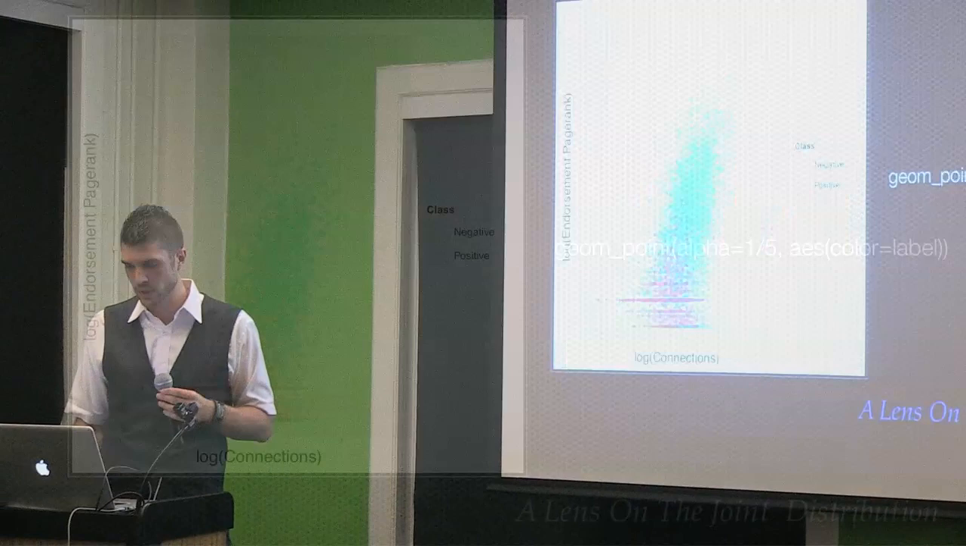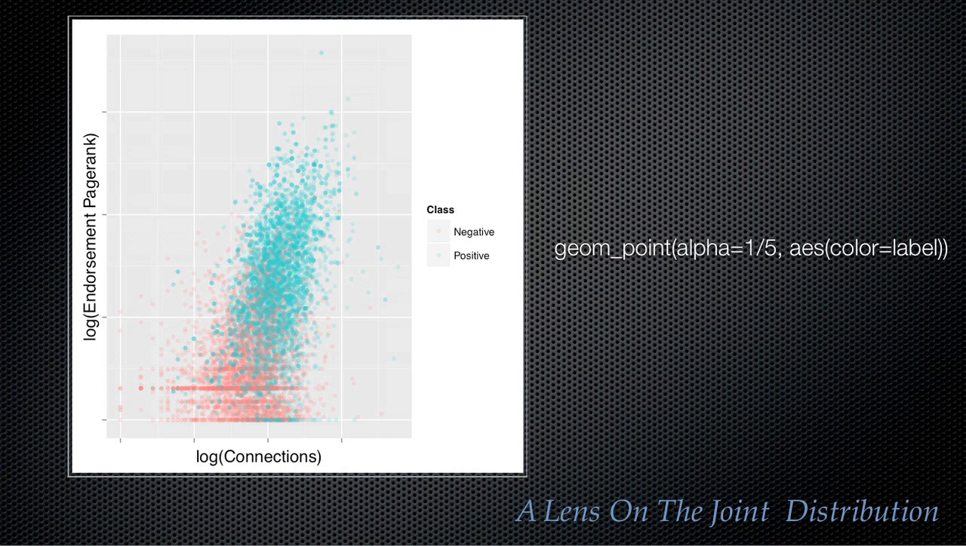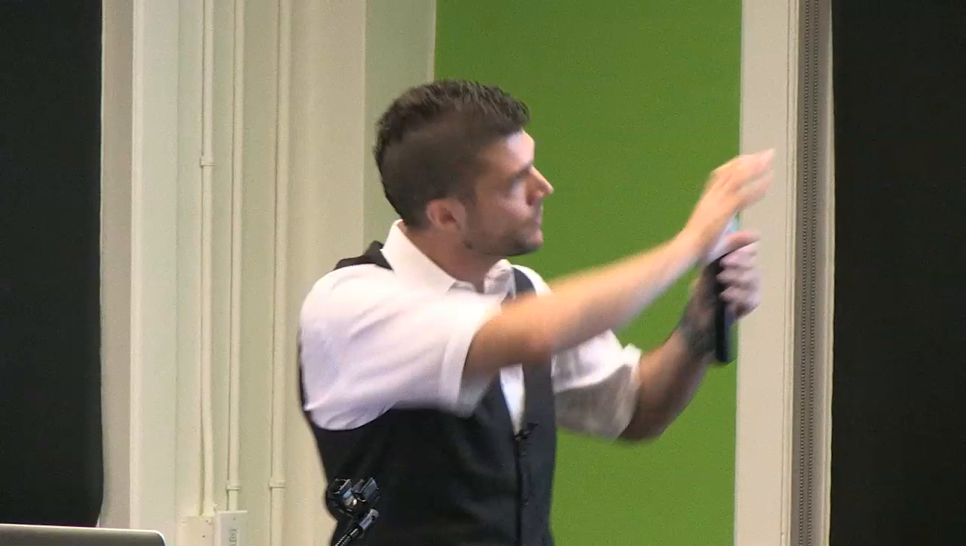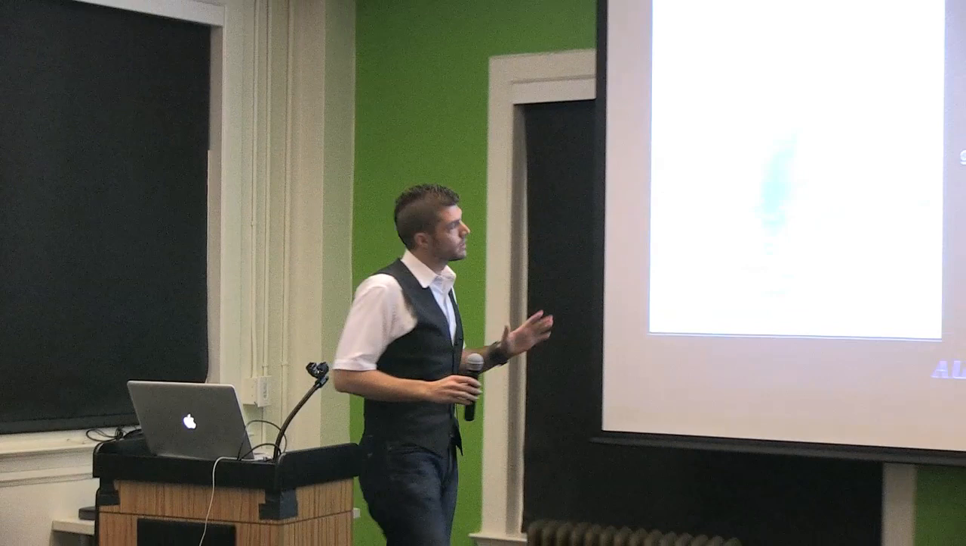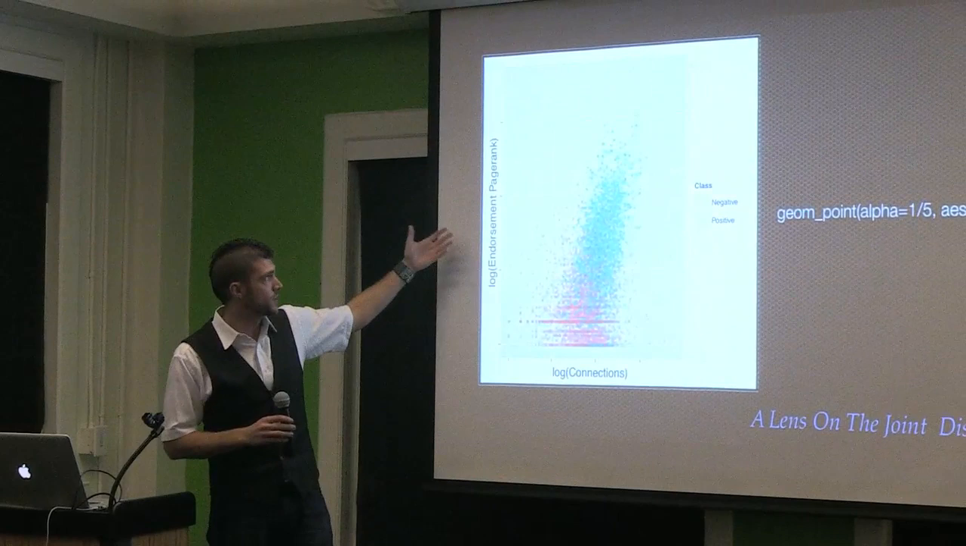If you're interested in two different classes, for example, the problem of distinguishing between two classes, using color to accomplish this goal is the obvious thing to do. And what's great about ggplot2 is that you're simply taking a categorical variable and mapping it onto this aesthetic mapping. And the same syntax now gives you this distribution between these two types of points. And we see here that there's a generally positive relationship between the number of connections a person has and their page rank in the endorsements network.